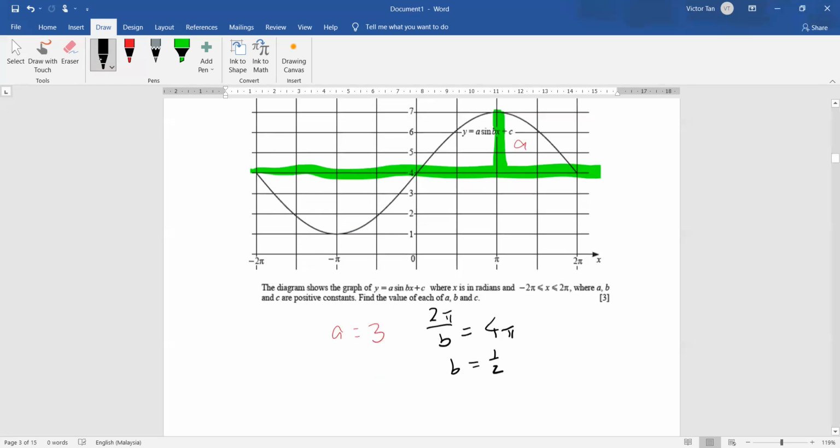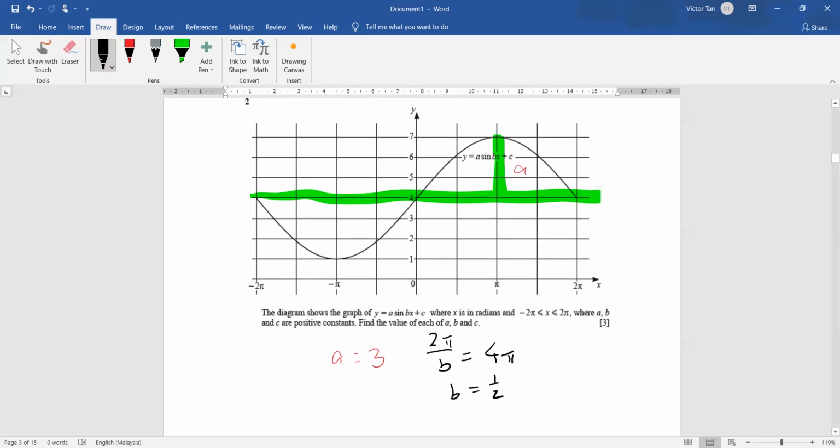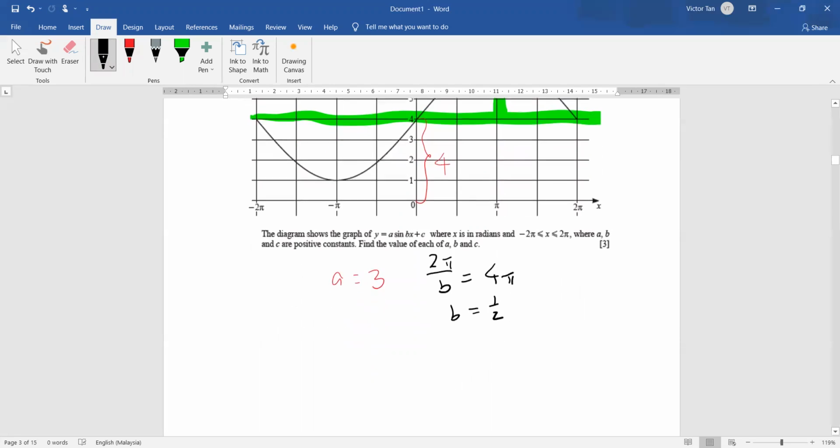Okay. And c will be the translation, the vertical translation. So it moves up from 0 to 4. That's 4. So c is 4. You have it, the 3 solutions.